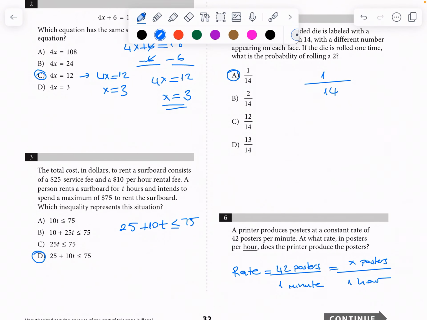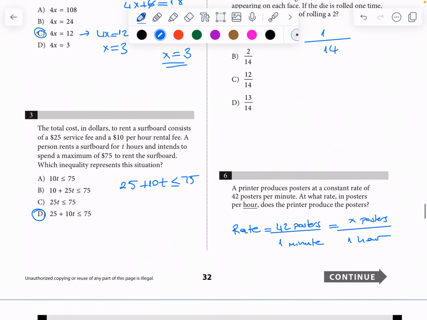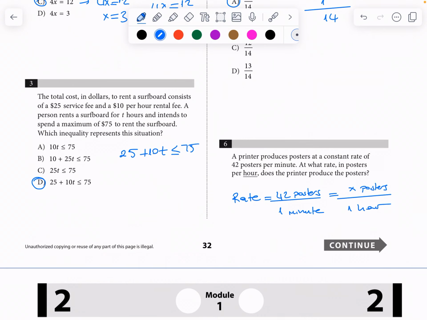Next question, question 6. A printer produces posters at a constant rate of 42 posters per minute. At what rate in posters per hour does the printer produce the posters? First of all, guys, we can write the rate, which will be 42 posters per 1 minute, and we just need to convert it to hours. So if we use equal ratios, equal rates, we can solve it for x using the cross products. First, we need to change the 1 minute into an hour. 1 minute is 1 over 60 hour.